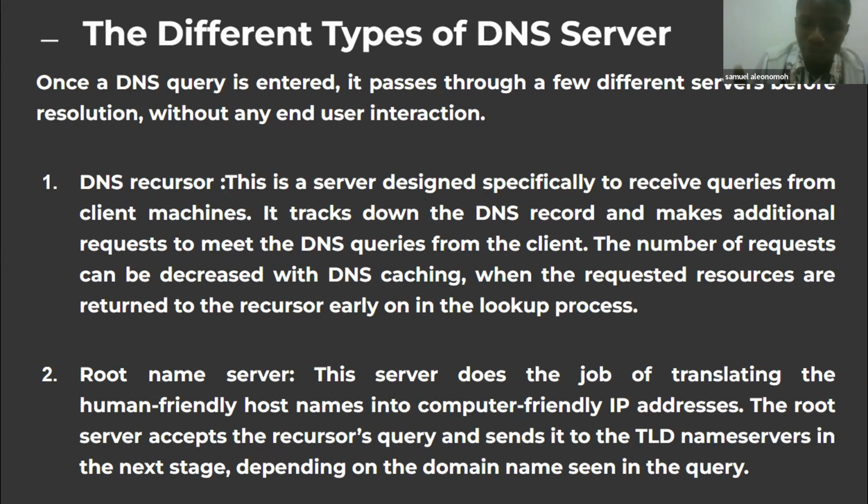Now, when you query a domain name, for example, you open your browser and type www.google.com, what happens is that, first of all, the DNS requester, a server designed specifically to receive queries from client machines, tracks down the DNS record and makes additional requests to meet the DNS queries from the client. The number of requests can be decreased with DNS caching.